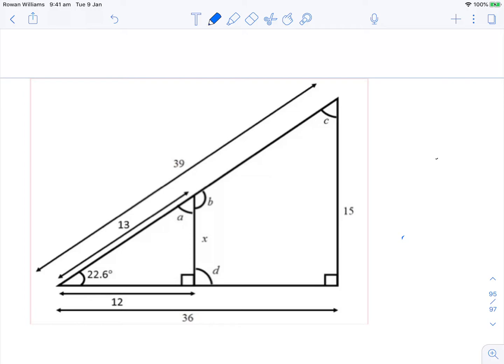So I just wanted to run over how to solve this question, which we're looking at similar shapes and how we can solve the values for these pronumerals here, a, b, x, d, c, which can be pretty tricky. There's quite a lot to take in here.